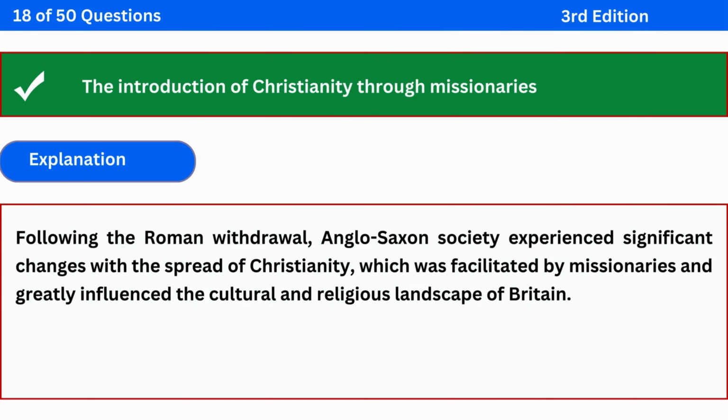The correct answer is the introduction of Christianity through missionaries. Explanation: following the Roman withdrawal, Anglo-Saxon society experienced significant changes with the spread of Christianity, which was facilitated by missionaries and greatly influenced the cultural and religious landscape of Britain.